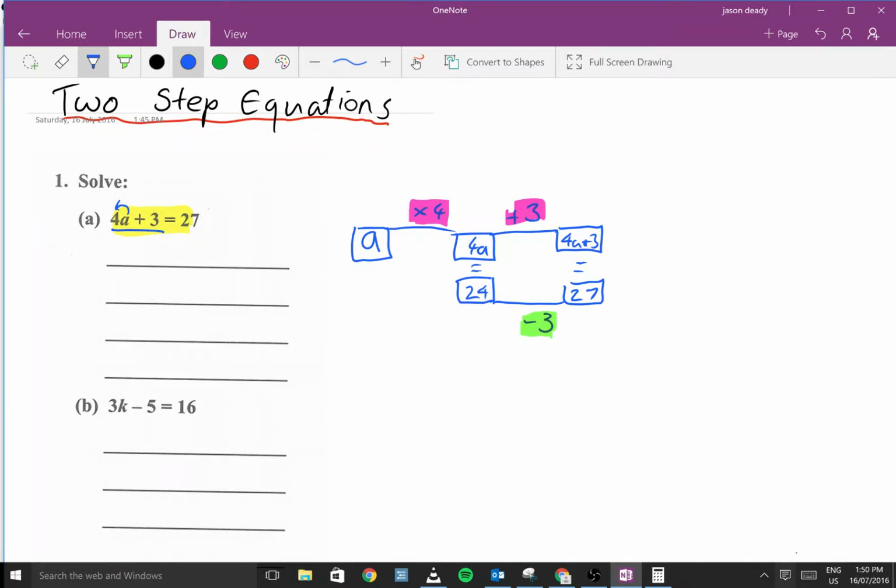Okay? And if it times by 4 to become 24, I can do the opposite and divide it by 4. When it was times by 4 up the top, I do the opposite down the bottom. I divide it by 4. So 24 divided by 4 should make 6. And that's my answer. A equals or is the same thing as 6. So that's right, I write down A equals 6.